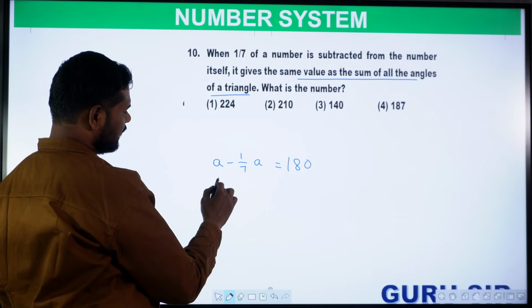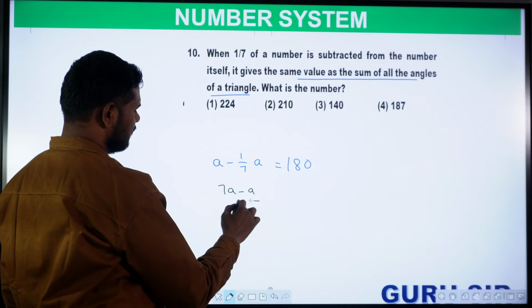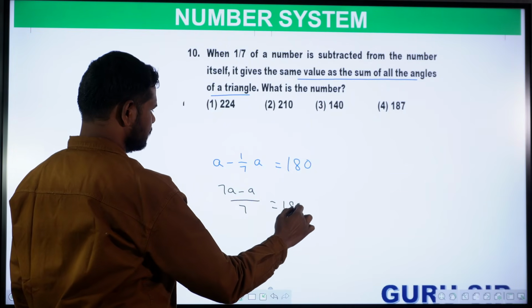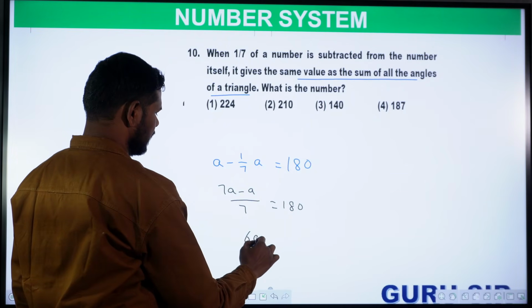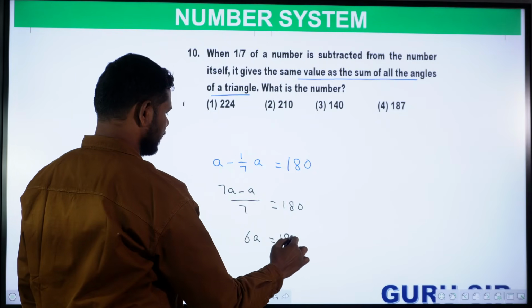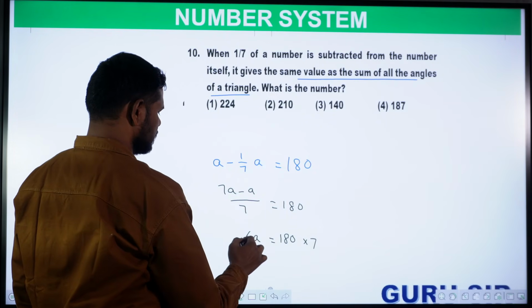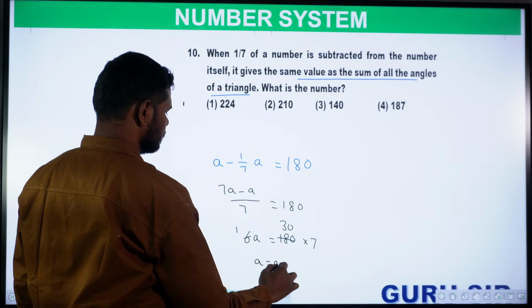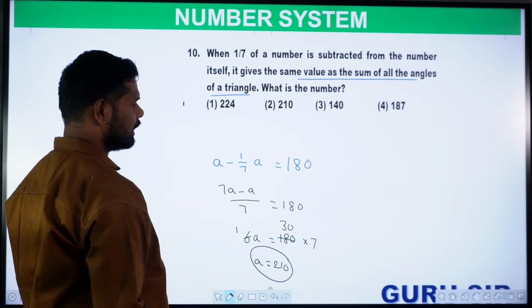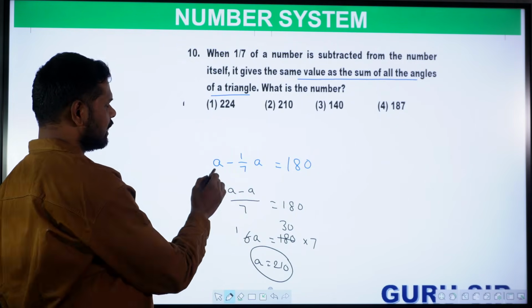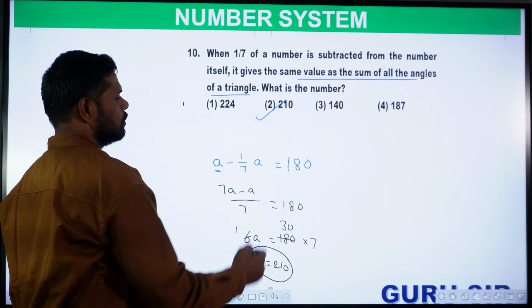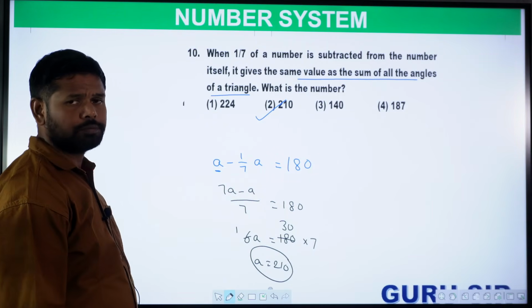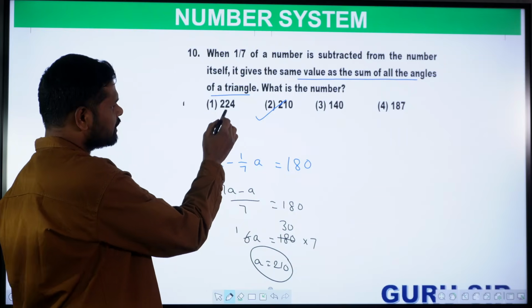Now a minus a by 7 equals 180, so 6a by 7 equals 180. Then 6a equals 180 into 7. 6 ones are 6, 6 thirties are 180, so a equals 210. That is the answer. What is the number? We are considering that number as a. That's why that number is 210. Simple.